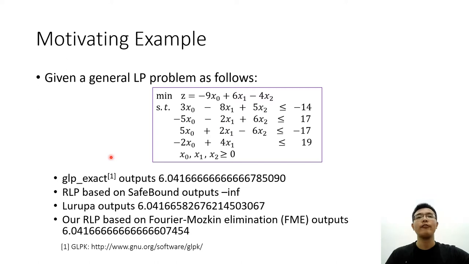Here we show the results of four techniques, that is GLPK exact, which is our baseline, RLP based on safe bound, RULUPA, and our FME-based RLP. From the results, we can see that RLP based on safe bound outputs minus infinity, which is sound but too conservative. RULUPA outputs a finite bound for this problem. Our FME-based RLP outputs a bounded result, which is a rigorous lower bound of that of GLPK exact.